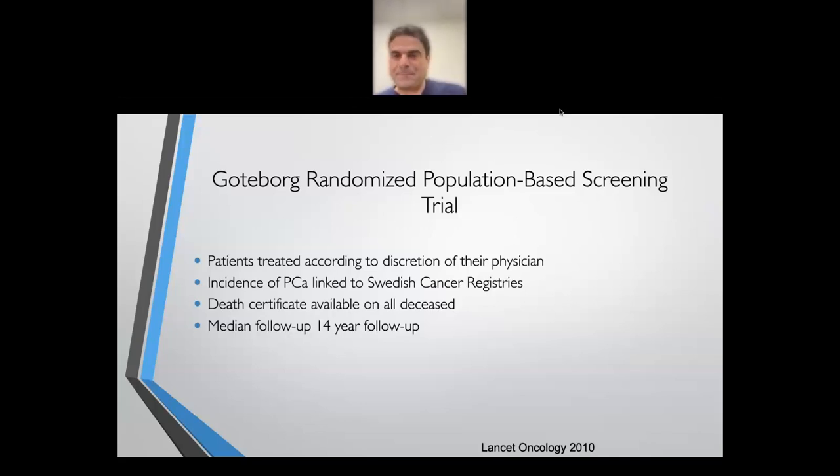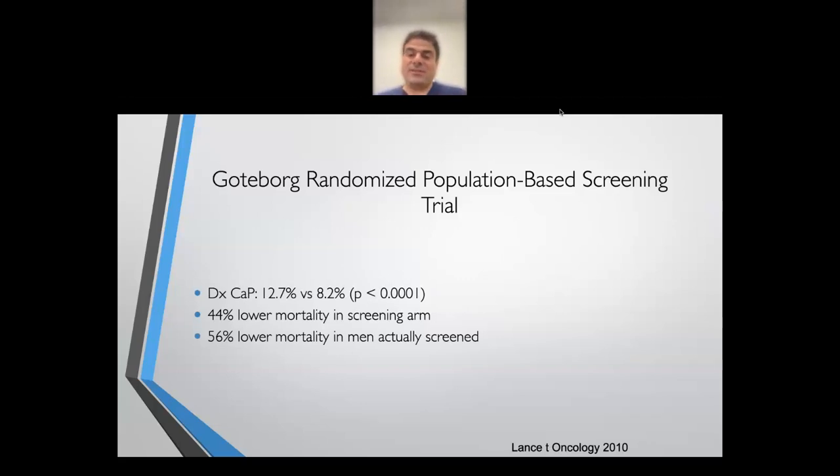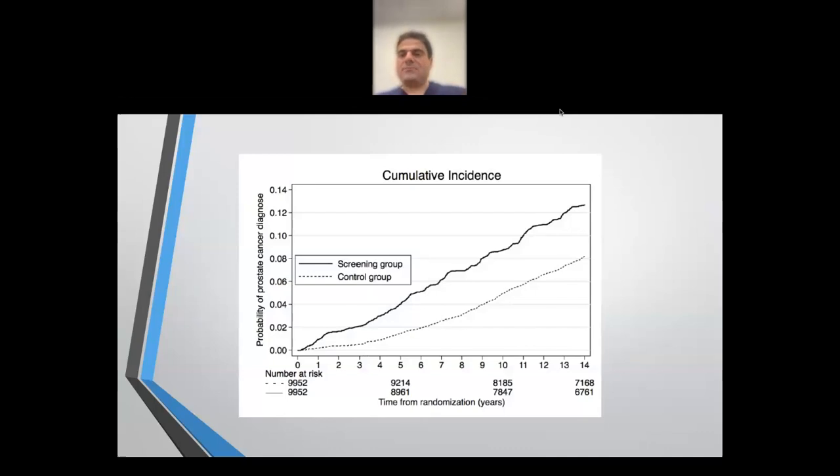Next. Now they found prostate cancer higher in the screening group, 12.7 versus 8.2. They found that there was lower mortality in the screening arm by 44%. And when you correct for those who are actually screened, it becomes 56% lower mortality in the men who are actually screened, this specific mortality. Next. You can see the curves, like the graphs are moving apart. Next.